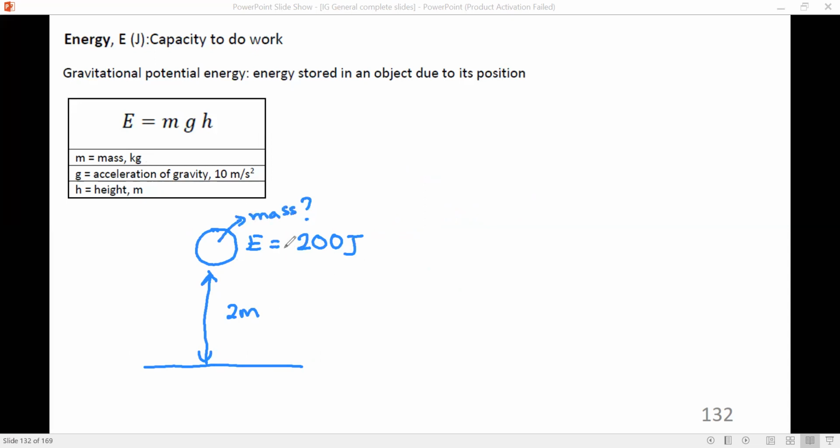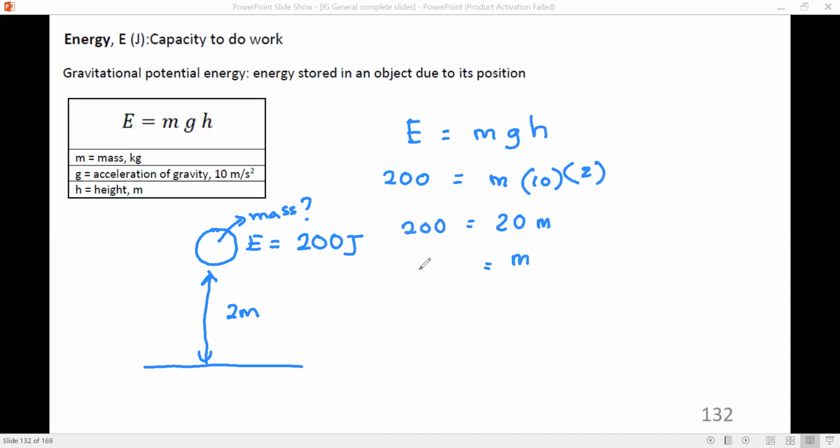We know that the energy due to its position is the gravitational potential energy, and we already know that the formula is E equals mgh. So the energy is 200 and we're trying to find its mass. Its gravitational acceleration is 10 because that is constant on Earth, and also the height is 2 meter. So m times 10 times 2 is 20 m, and that is 200. Using simple maths, 200 divided by 20 is 10. So that is our mass.